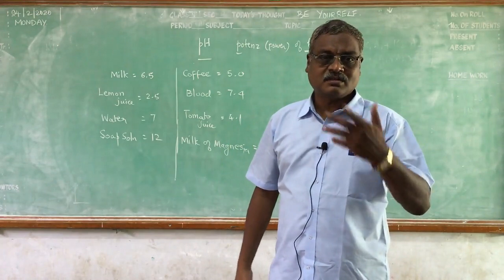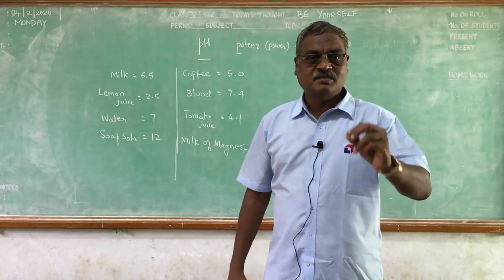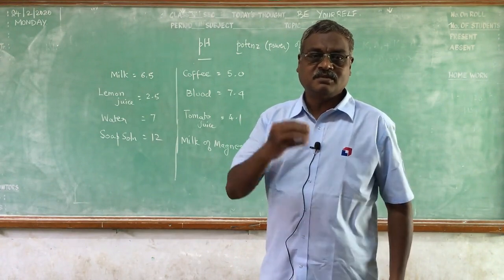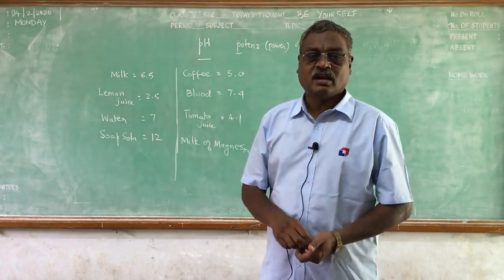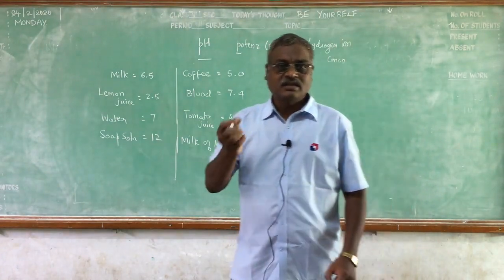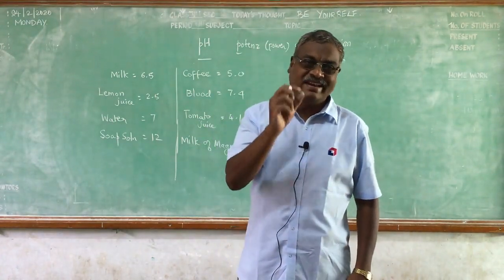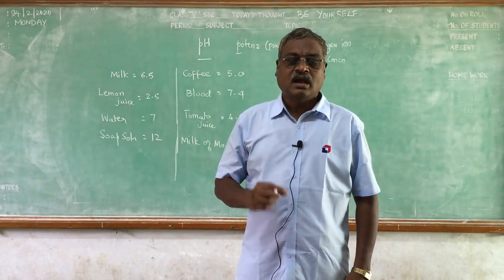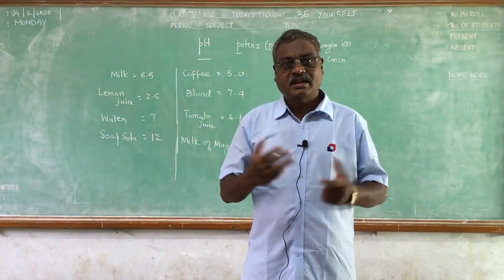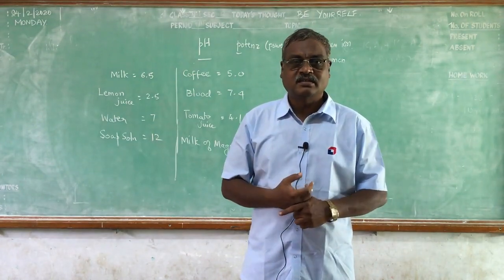We know what is meant by acid. Acid is a substance which readily gives H plus ion. Base is a substance which readily gives OH minus ion. So, now how to identify acids and bases? I showed the test: by using phenolphthalein indicator we can find out, and by using methyl orange indicator we can distinguish acids and bases.